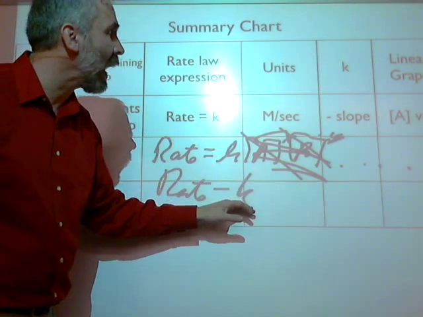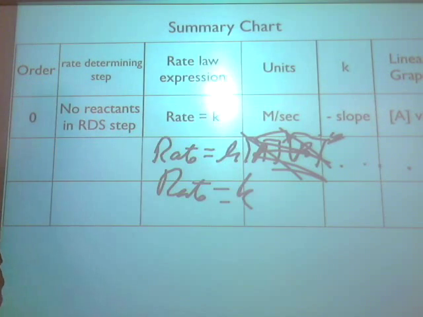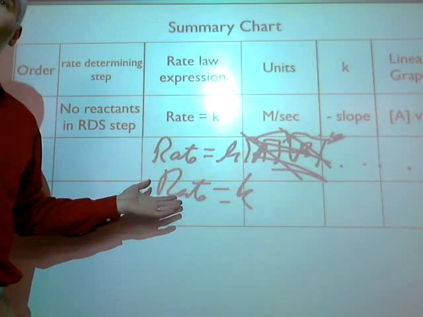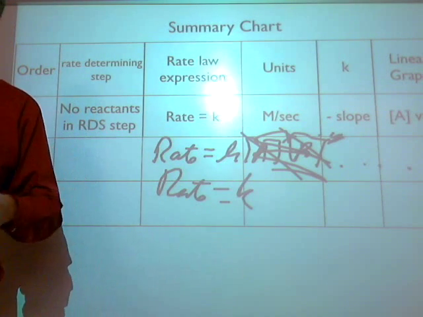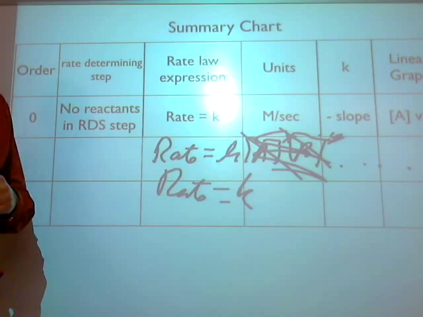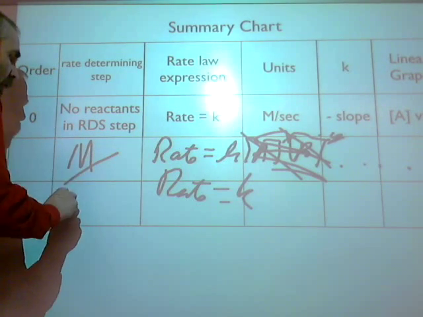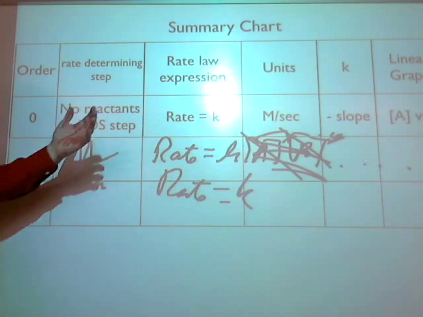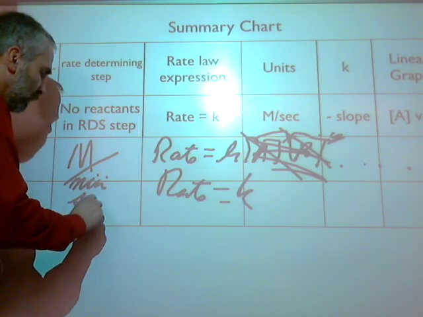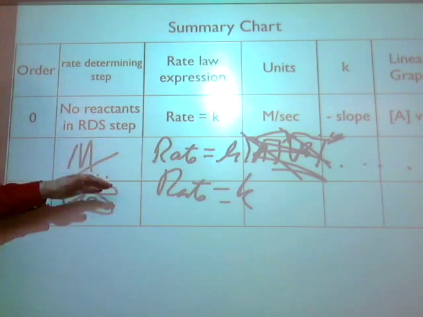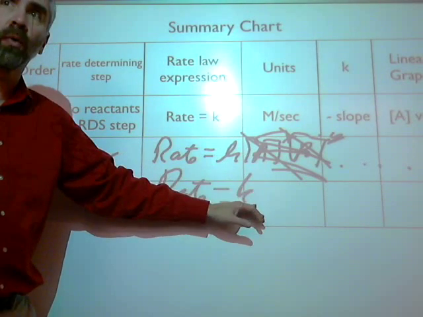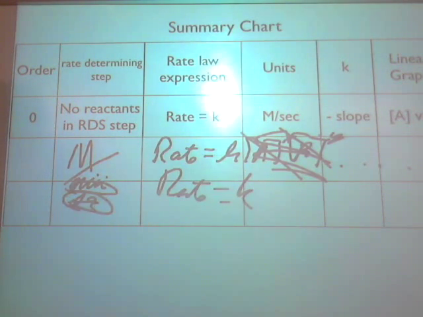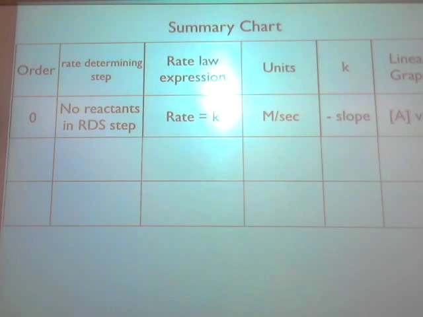If rate equals K, what are the units of K? Well, what are the units of rate? How do we measure the rate in every example problem in the book? Molar per either minute or second. I put per second here, but it's molar per time. It could be minutes, it could be seconds, it could be whatever, but it's molar per time because that's what the rate is, that's what K is. They're exactly the same. Now let's take a look at the next one.